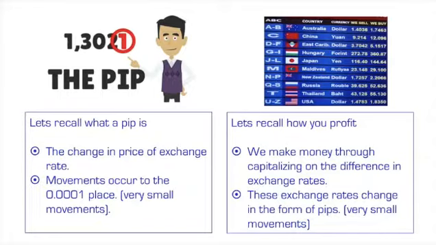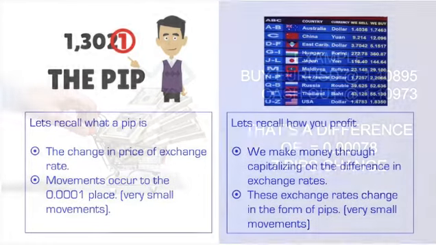Let's also recall how you profit. Remember, you're buying and holding, so you're capitalizing on the difference in exchange rates. You buy an exchange rate at a certain price, and then you turn around and sell it at a different price. These exchange rates change in the form of pips. That's how we measure it, similar to how we measure time in minutes.